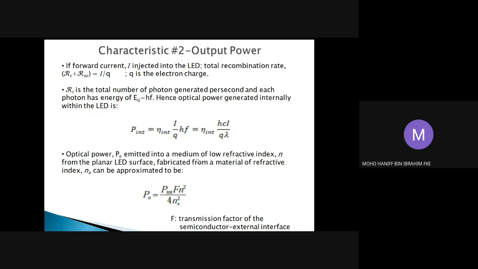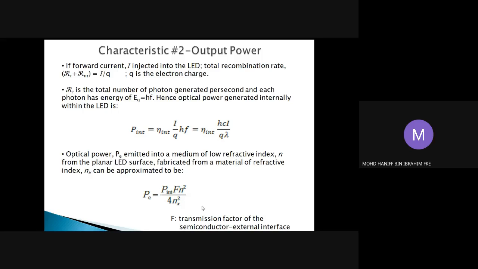And the LED is said to be fabricated from a material which has a refractive index of Nx. So Nx basically is the refractive index of the material. For example, if the LED is made of gallium arsenide, then Nx here is the refractive index of the gallium arsenide. Whereas this F is what we call the transmission factor of the semiconductor to the external interface.